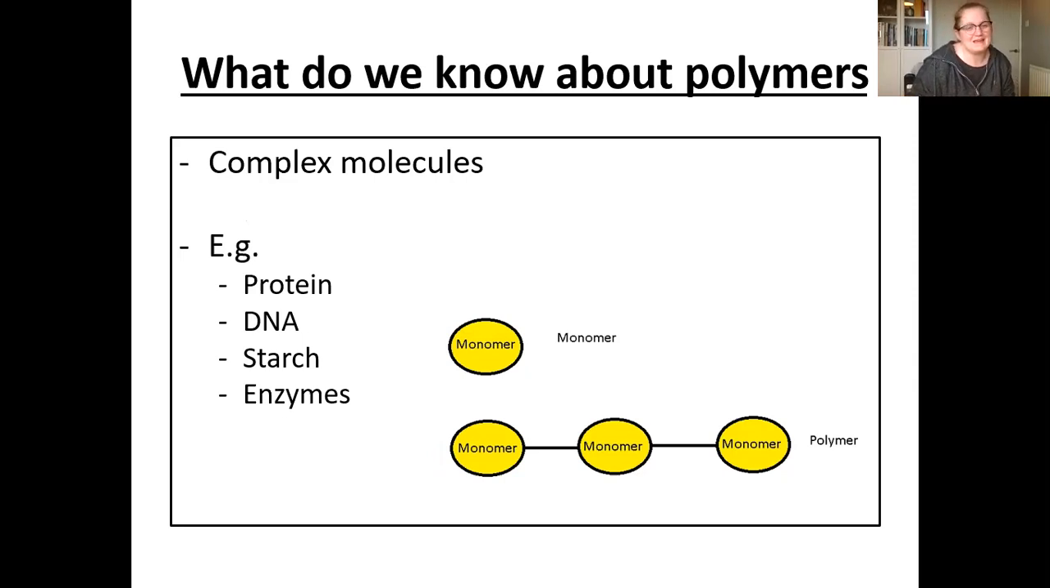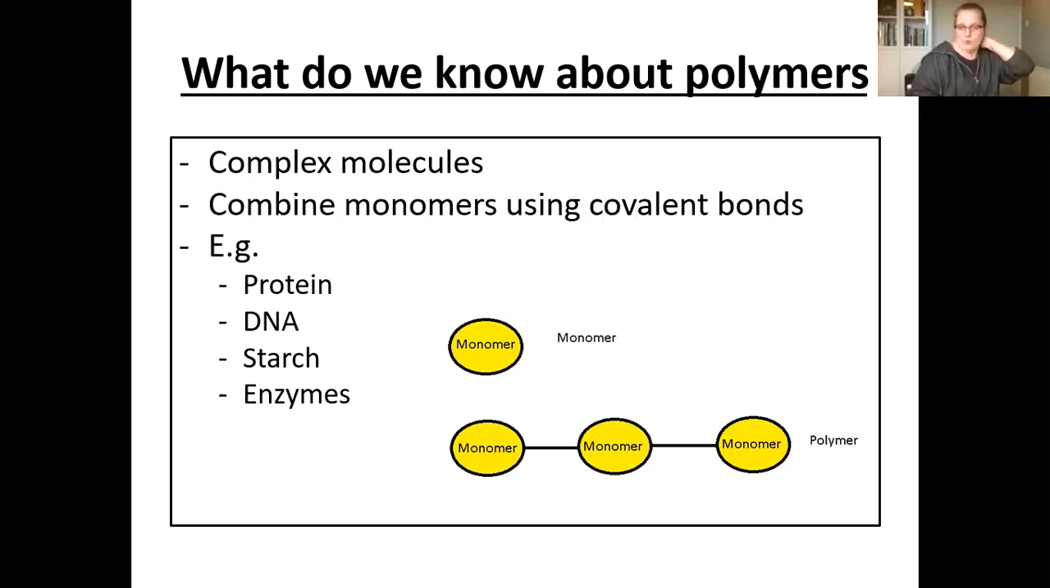DNA is a form of polymer, starch is a polymer, enzymes are polymers, and we have loads and loads of different polymers. But they're these complex molecules made up of lots and lots of monomers. How they join is using covalent bonds. So these bonds here would be a covalent bond. We've got a covalent bond being formed here. Oops, it's gone a bit off to the side, but never mind. So that would be a covalent bond being formed there.